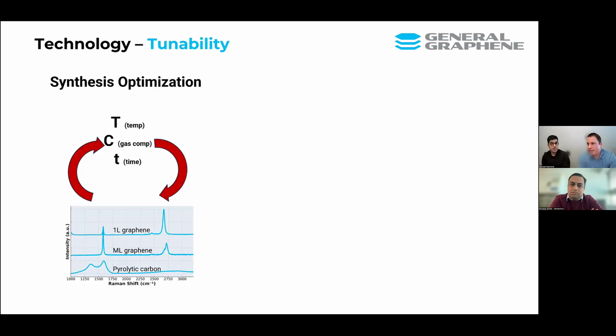One thing we want to highlight in this presentation is we have a fair degree of tunability of different carbon products that we can produce. For anything that we're going to produce, we undergo some sort of synthesis optimization. This might be controlling temperature of our growth process, gas composition, time, as well as the substrates that we actually grow the material on. For the people in the audience who are familiar with carbon Raman spectra, you see here at the bottom the Raman spectra showing we can produce monolayer graphene, multi-layer graphene, or something more akin to graphite, or something more akin to an amorphous carbon, like our pyrolytic carbon product.